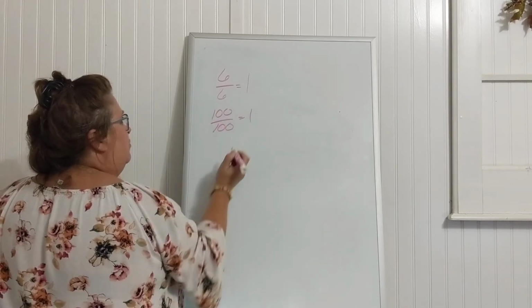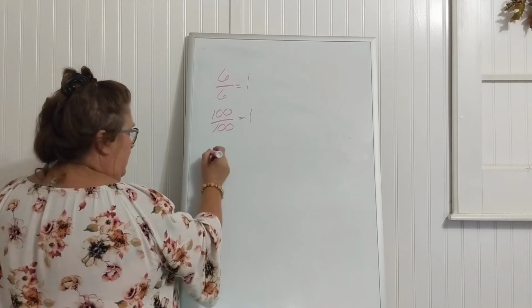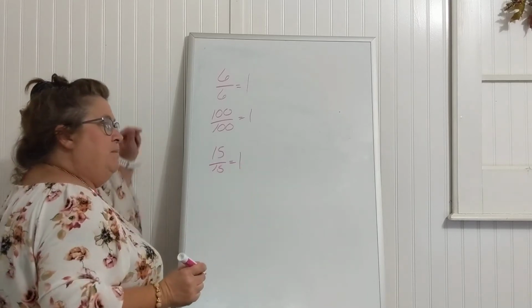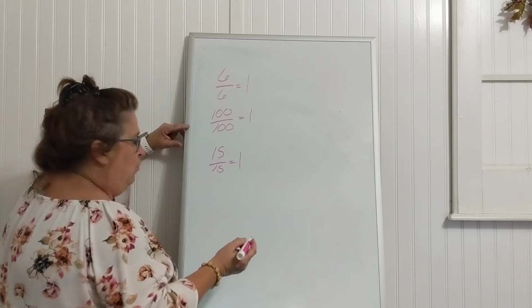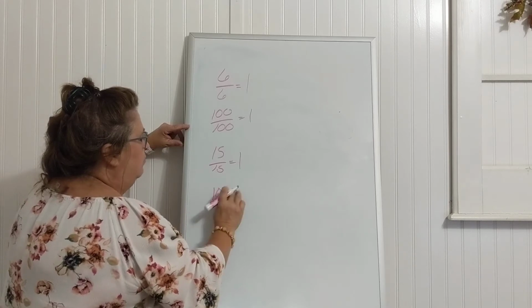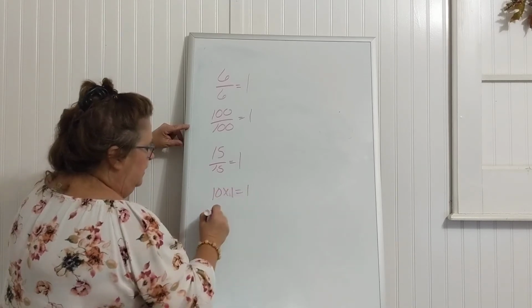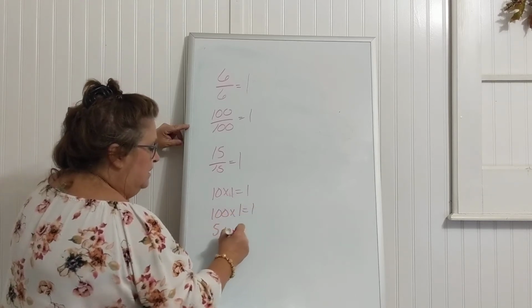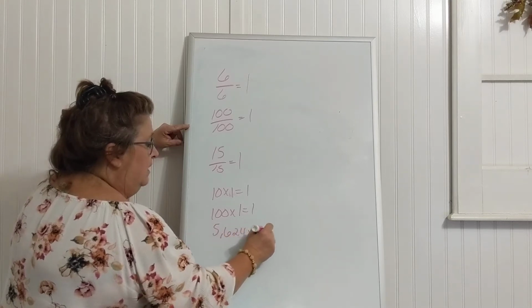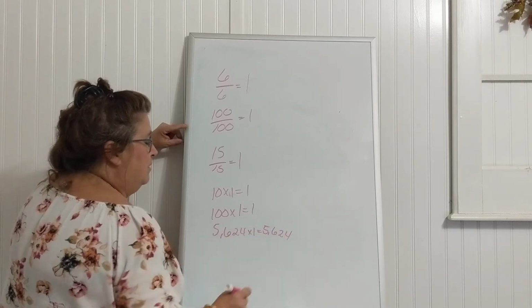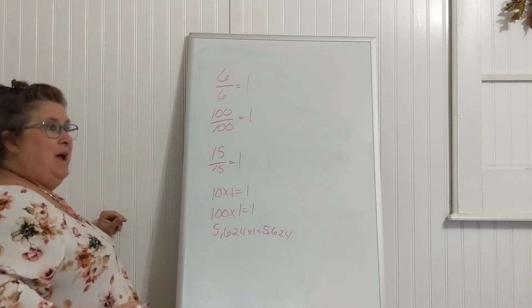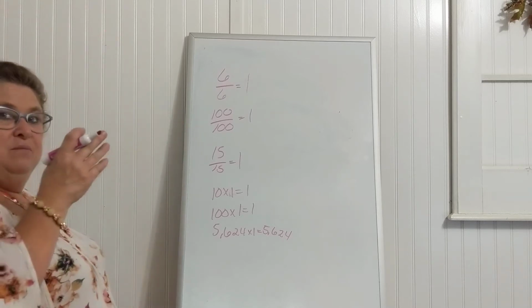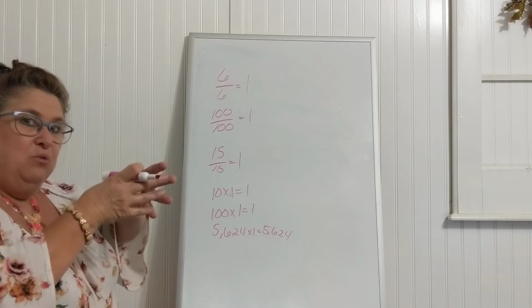100 over 100 is 1. 6 over 6 is 1. 15 over 15 is 1. And remember, when we multiply a number by 1, 10 times 1 equals 10. 100 times 1 equals 100. 5,624 times 1 equals 5,624. So when we make equivalent fractions, we are simply going to multiply one fraction times 1 to make another fraction that equals the same thing.